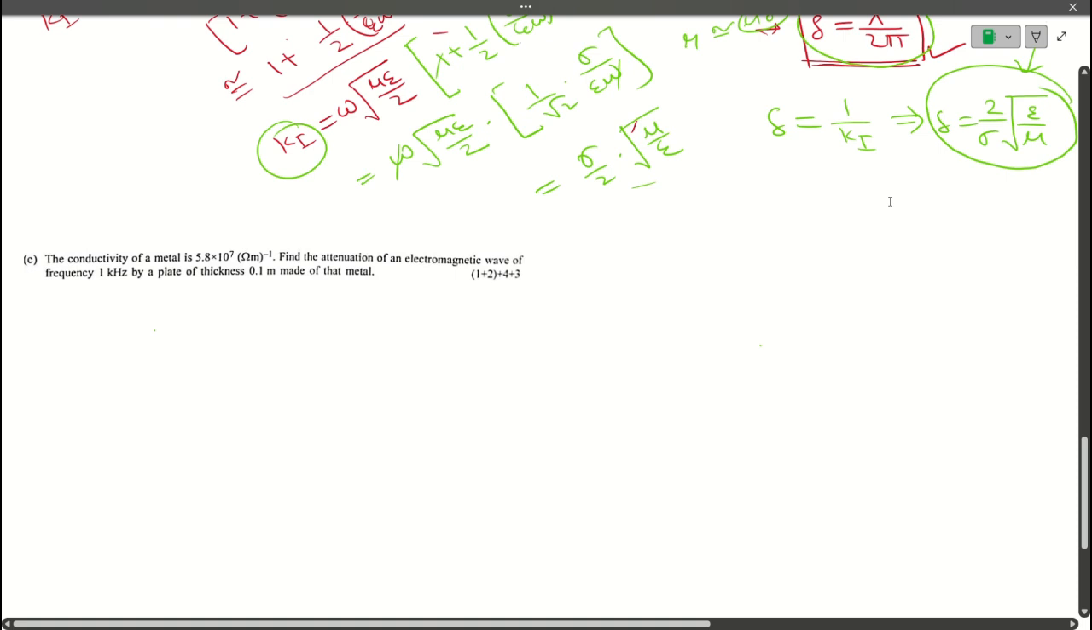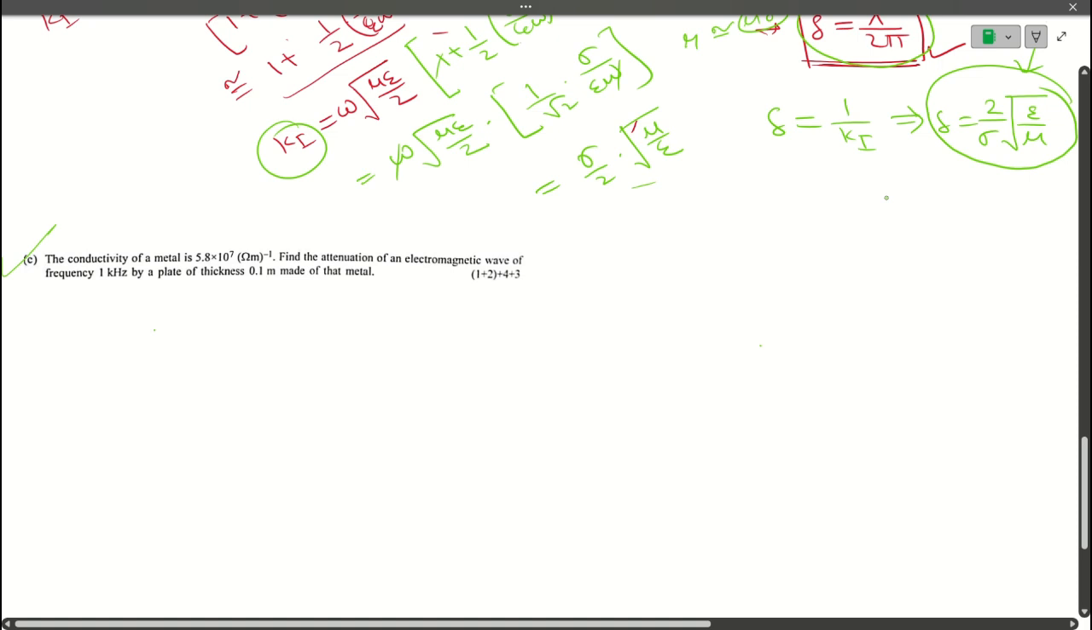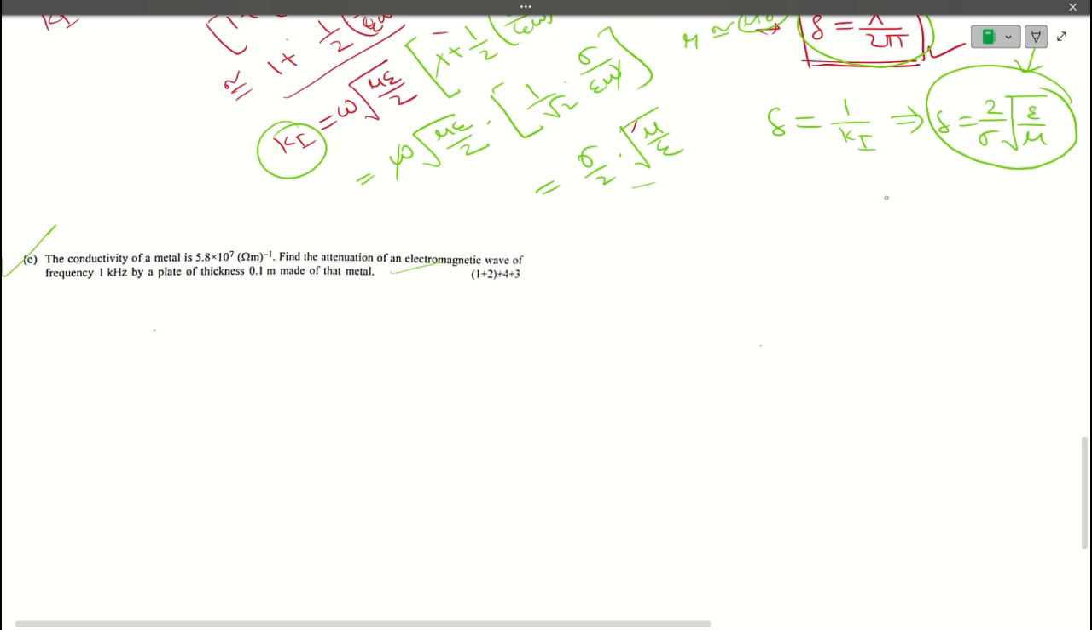So here the conductivity of a metal is given as 5.8 times 10 to the power 7 ohm per meter. Okay, then find the attenuation of an electromagnetic wave of frequency 1 kilohertz. So f is given as 1 kilohertz, by a plate of thickness d equal to 0.1 meter made of metal. Since it is metal, it will be a good conductor.